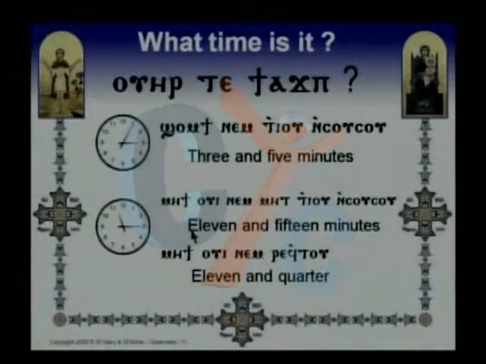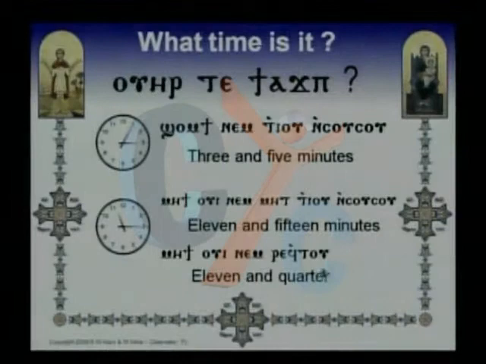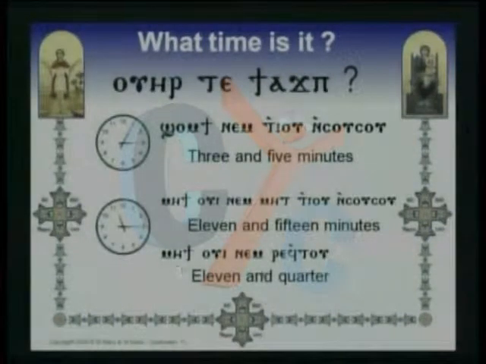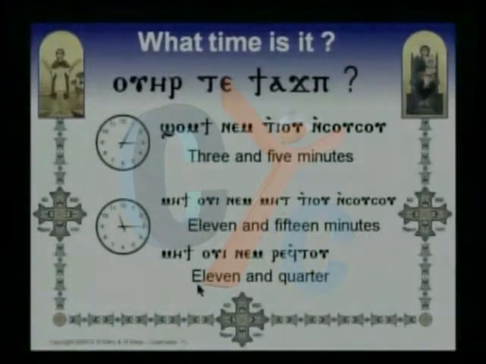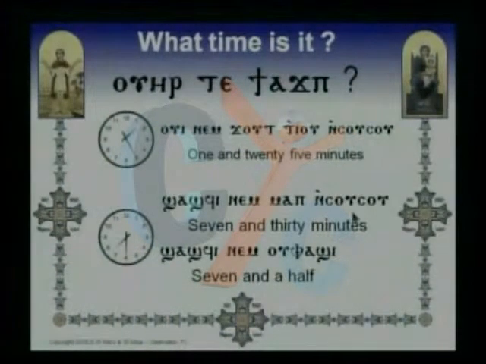So if we're going to say 11 and 15 minutes, it's meet you, this is 11. Name, meet at you, and susu. Meet at you, which is 15. This is the 10 and the 5. So meet you, name meet at you, and susu. 11 and 15 minutes. Or we can express it with a quarter. So it is meet you, name re f2. Miti owi, nemre f2. This means 11 and 1/4.